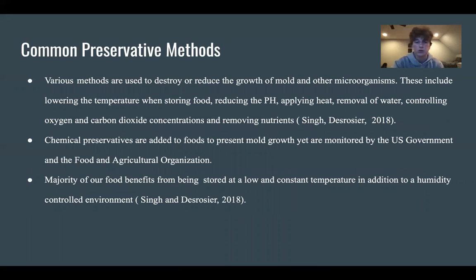Some common preservative methods. Various methods are used to destroy or reduce the growth of mold and other microorganisms. These include lowering the temperature when storing food, reducing the pH, applying heat, removal of water, controlling oxygen and carbon dioxide concentrations, and removing nutrients. Another one is chemical preservatives, which are added to foods to prevent mold growth, yet are monitored by the U.S. government and the Food and Agricultural Organization. The majority of our food benefits from being stored at a low and constant temperature in addition to a humidity controlled environment.